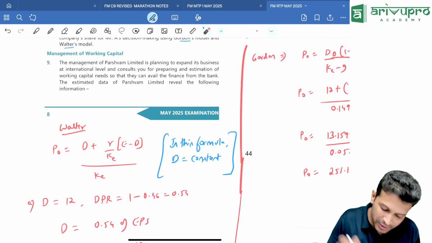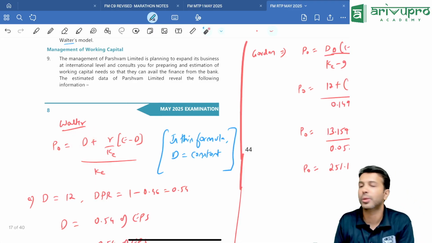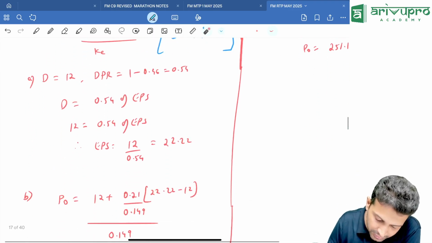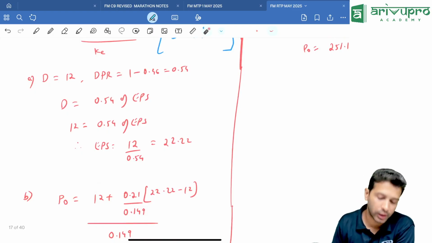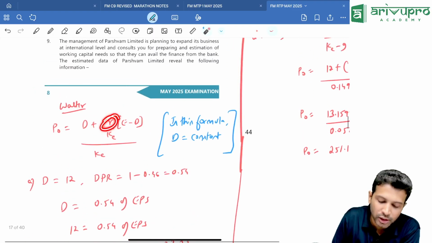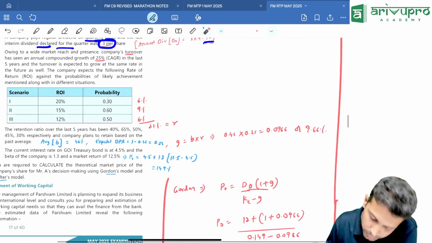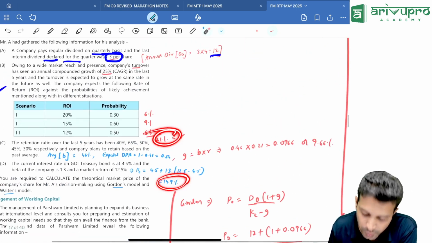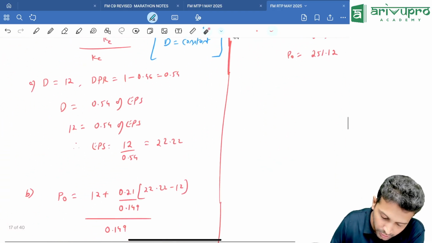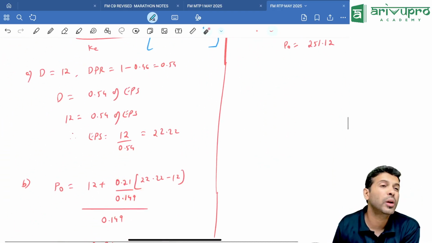No growth. That means how much will be D in this formula? Dividend D will be the dividend paid, which is 12. Plus R. Is R missing or given? In fact, R and cost of equity, are they missing or did we find them out? R is 21%, cost of equity is 14.9%. So R and cost of equity are given.